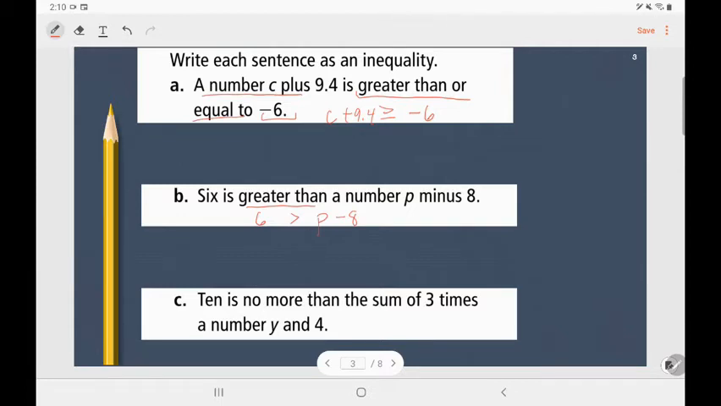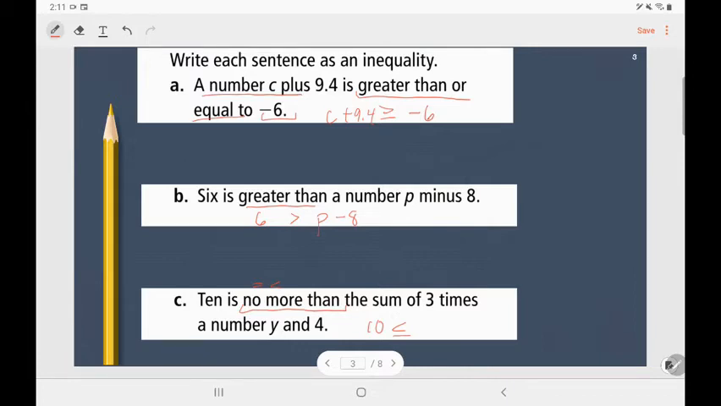Now that's a mouthful, but let's go ahead and start with identifying our symbol, no more than. If you want no more of something, you're okay with having that much, but you want less than that. So it could equal or be less than. So less than or equal to. 10 needs to be less than or equal to.